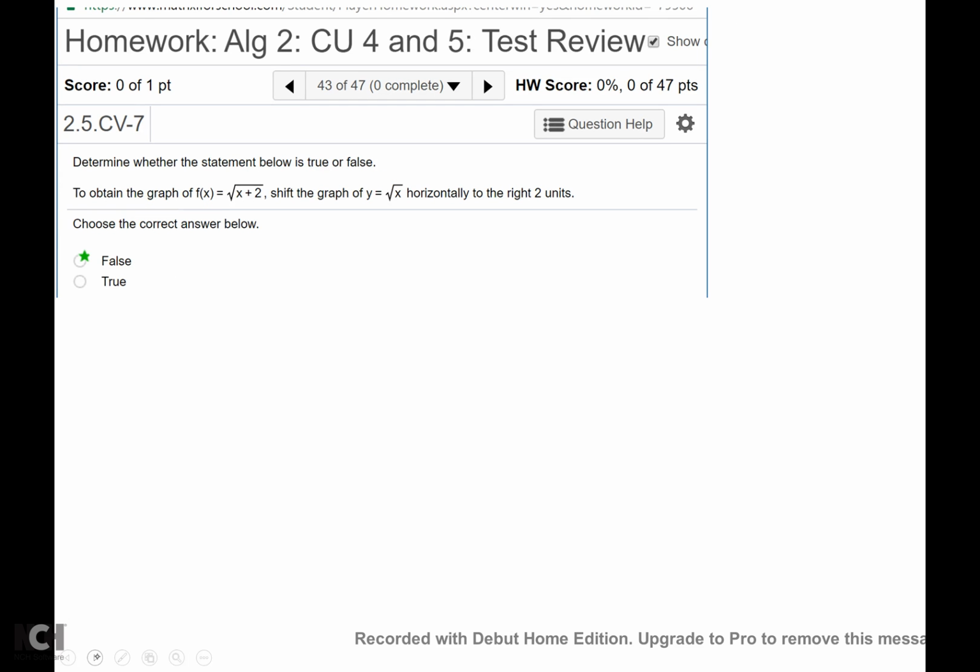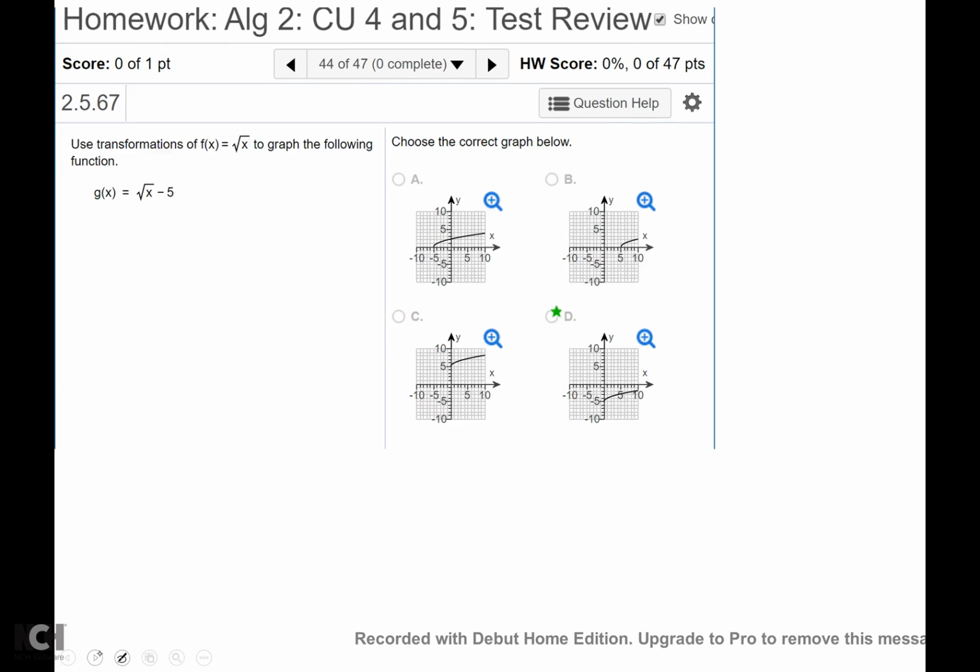Okay, whether it's true or false, it says to obtain this graph, shift this graph right 2 units. Wrong. It would go left 2 units. Because remember, it's backwards with your crazy x. Alright, use transformations of the mother function to graph the following function.